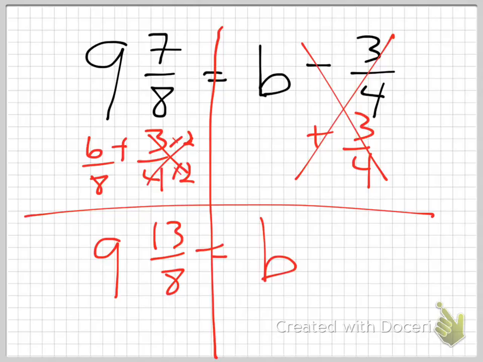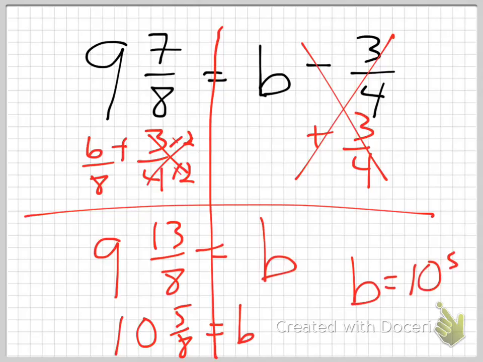13/8 becomes 1 and 5/8. It's 9 and 1 and 5/8, and then you add the 9 and the 1, that makes 10 and 5/8. 10 and 5/8 equals b. Am I done at that point? No. What do you need to do? Now write it out. You have to flip that thing. It should go variable equals number. In your answer column, it should say variable equals number. So it would say b equals 10 and 5/8.